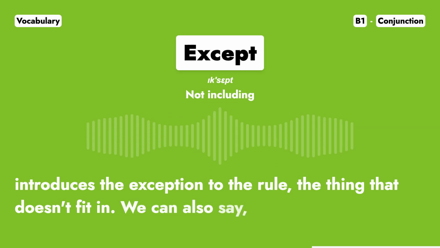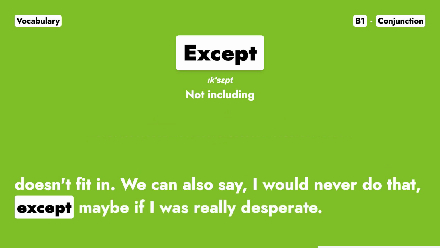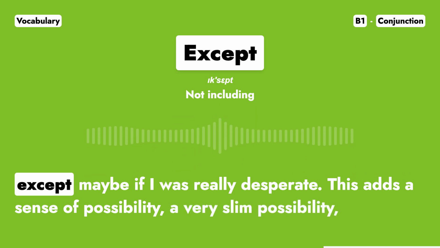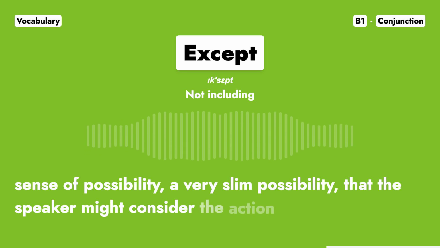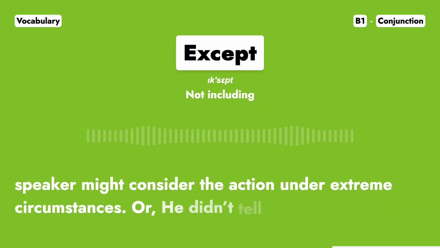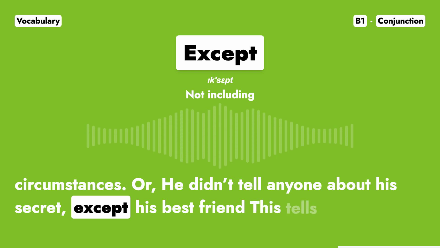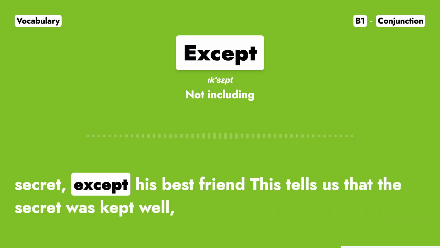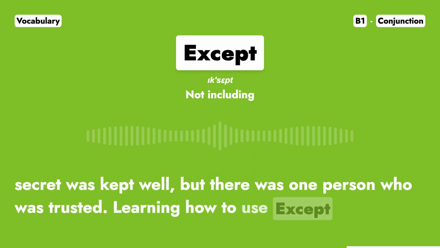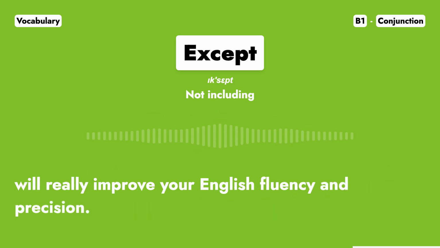We can also say, I would never do that, except maybe if I was really desperate. This adds a sense of possibility, a very slim possibility, that the speaker might consider the action under extreme circumstances. Or, he didn't tell anyone about his secret, except his best friend. This tells us that the secret was kept well, but there was one person who was trusted. Learning how to use accept correctly will really improve your English fluency and precision.